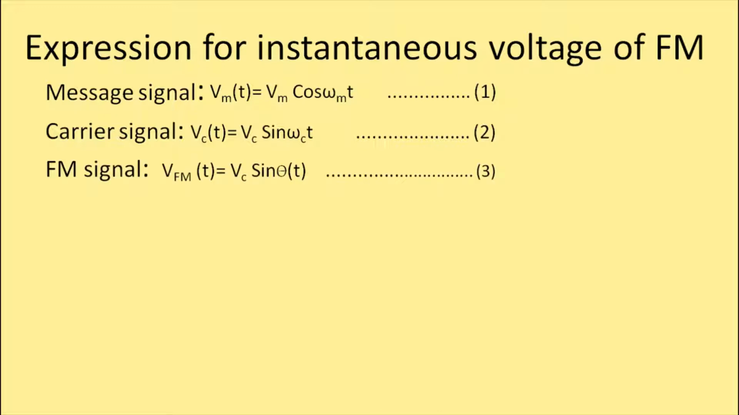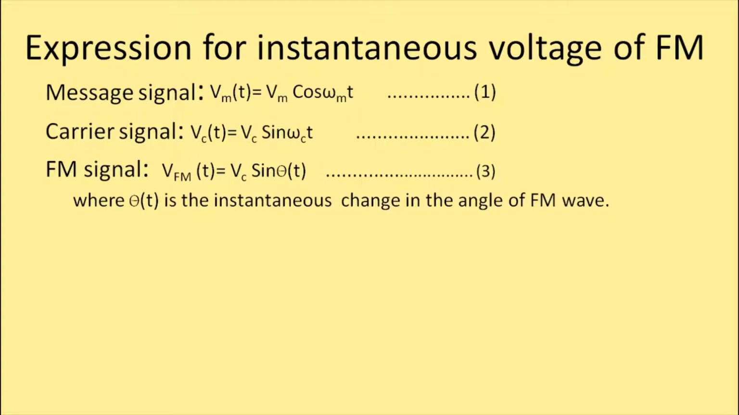And the FM signal, that is frequency modulated signal, is represented as Vfm of t equal to Vc sine theta of t, where Vc is nothing but the amplitude of the carrier signal and theta of t is the angular frequency of the frequency modulated signal. I number this as equation 3. Now moving ahead.